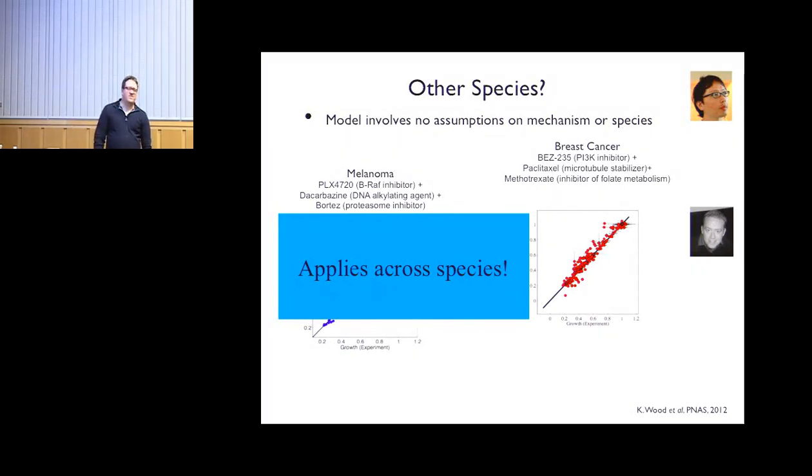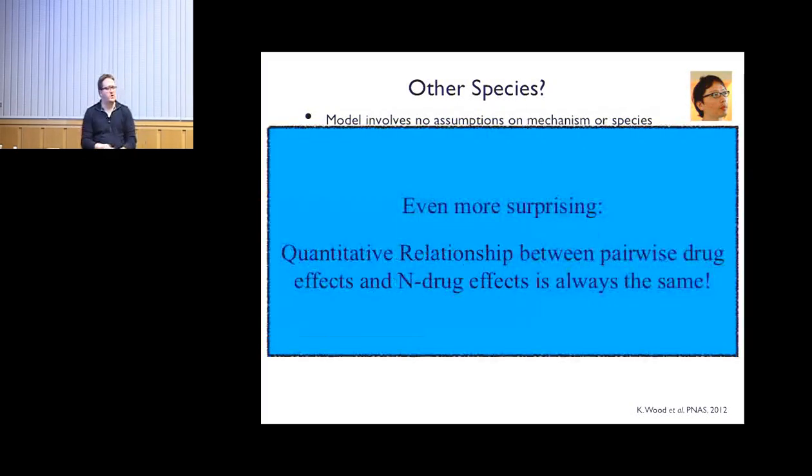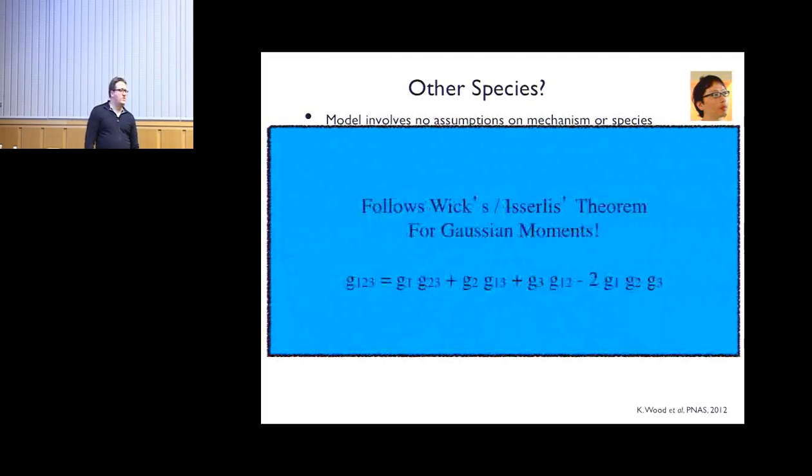Okay, so this is something that's even more remarkable. This is remarkable experimentally. This is not remarkable mathematically. So what we found is that even across all these species, the quantitative relationship between the pairwise effects and the end drug effects is always the same. So if I give you the pairwise effects and the single drug effects, and I say, okay, how do they give you a three-body interaction? It always follows something like this, right? So the three-body interactions involve the pairwise interactions, the single interactions.